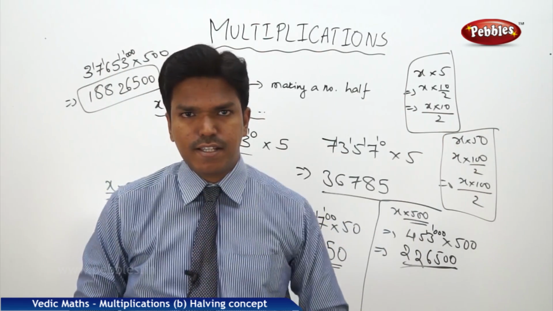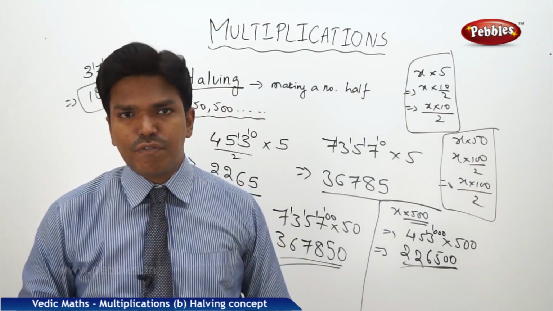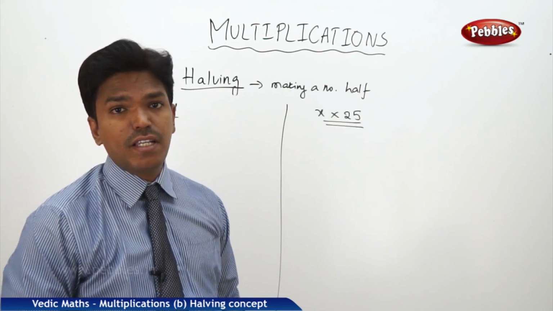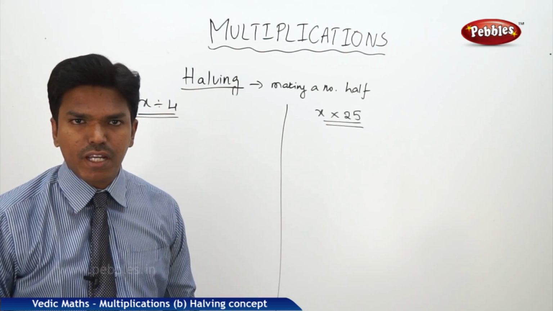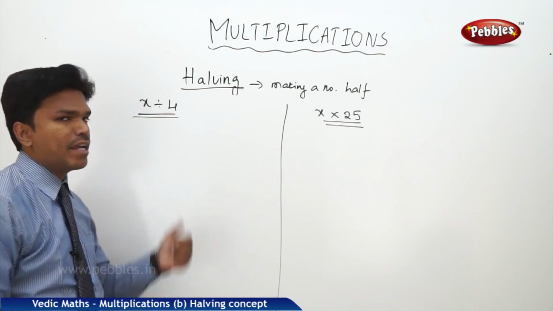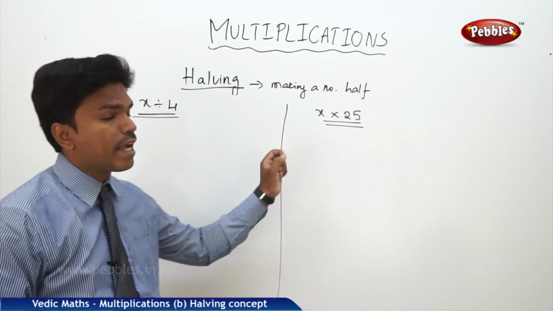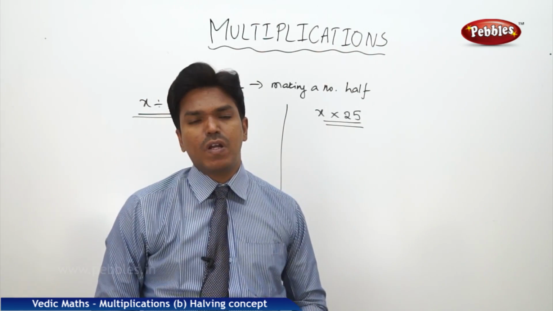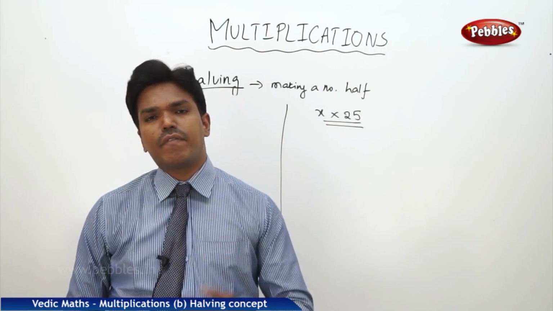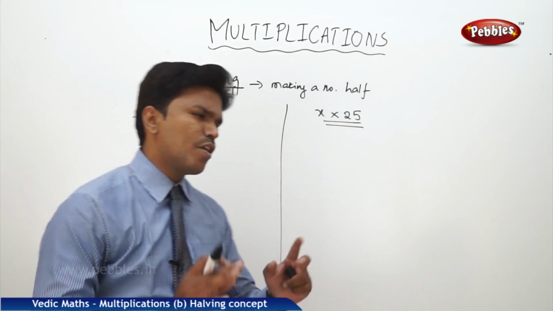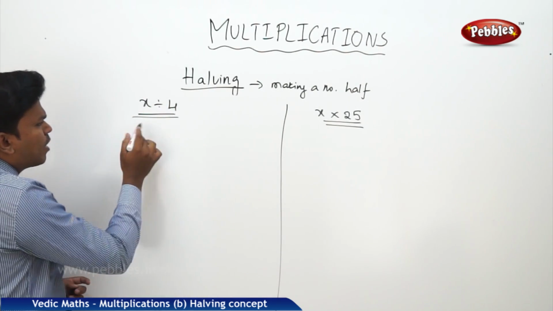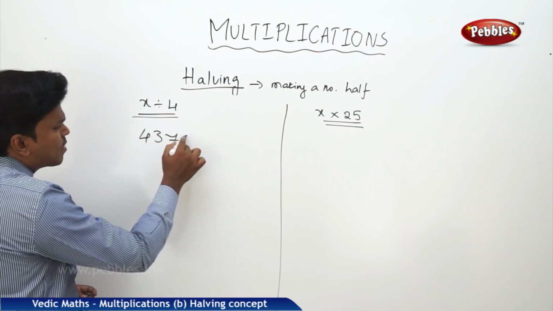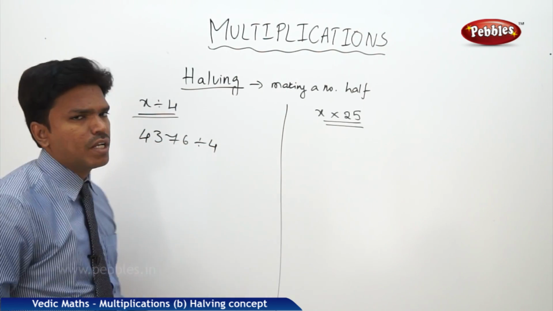Now we will see another advantage of halving. Now we will see another two applications of halving, that is, one is x division by 4 and another one is x multiplication by 25, where x can be any given number. Okay, right, now see here. Suppose I want to divide any number by 4, let us take 4376. I want to divide the number by 4.